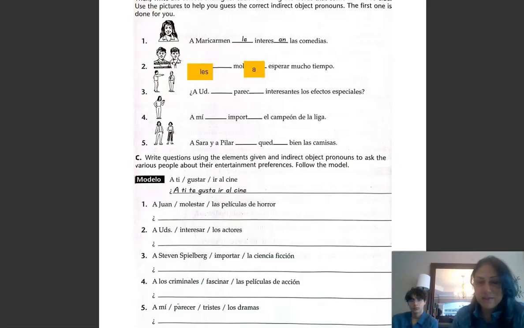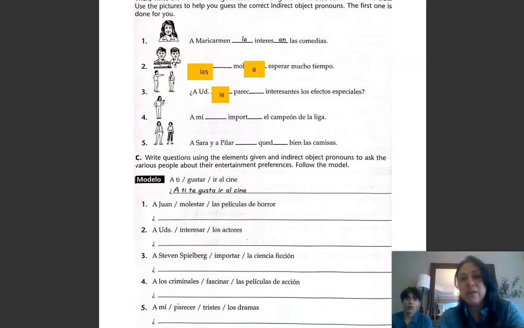I don't think this is going to work. Sorry. A ustedes... Le. I'm sorry. It's a usted. A usted, so it would be le. A usted le parece or parecen interesantes los efectos especiales. So what is the subject over here? Efectos especiales. Good. And is that singular or plural? Plural. So is it parece or parecen? Parecen. Yeah, it's parecen.